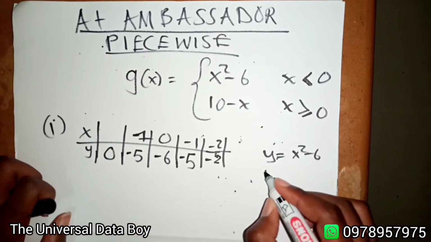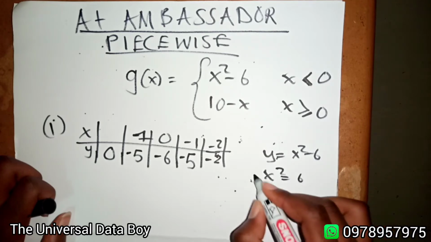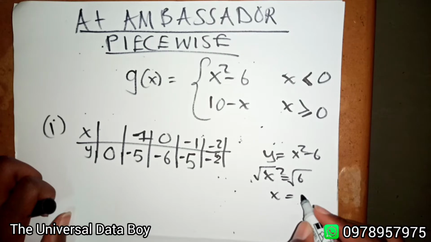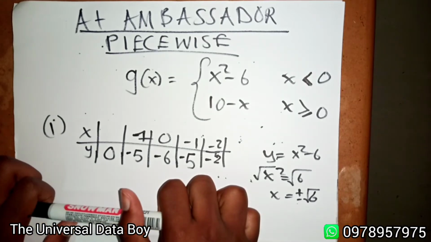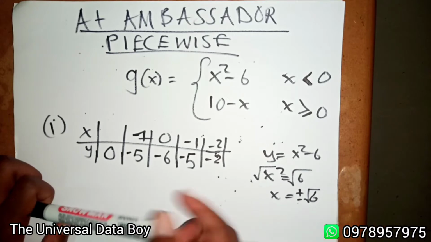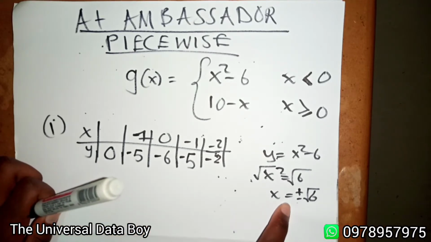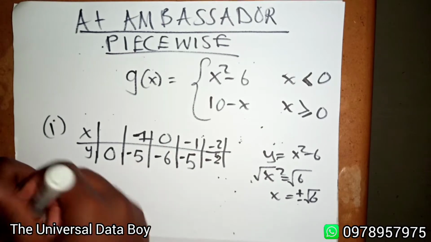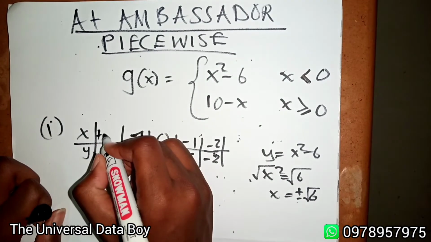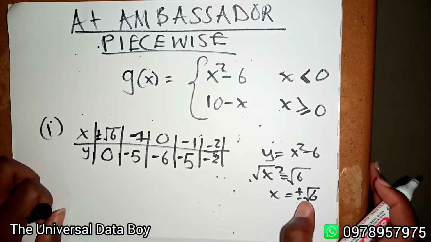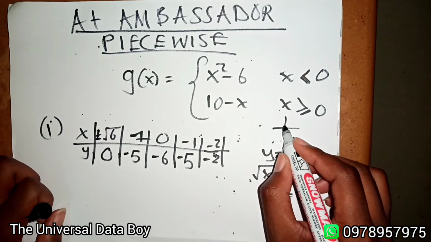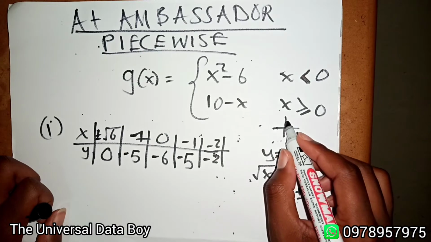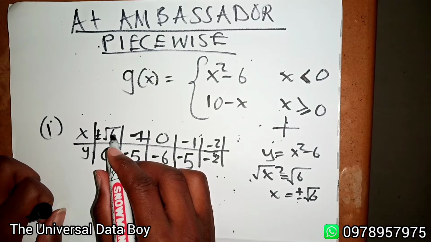Then when y is 0, we have our x squared being equal to 6. The square root: x is going to be equal to plus or minus the root of 6. The root of 9 is 3, the root of 4 is 2, so the root of 6 is between 2 and 3. So we can put that here, plus or minus root of 6. These are where x is 0, that's the x-intercept, then when y is 0, that's our y-intercept.